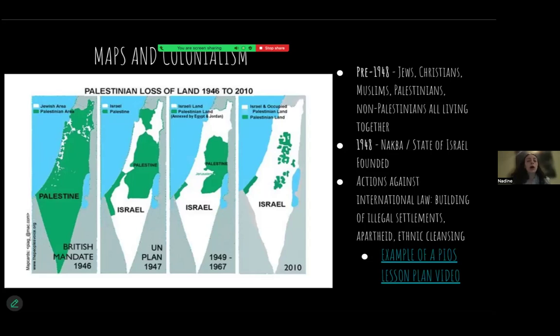And so I want to talk about how before 1948, which is the moment when the state of Israel was created, and as Palestinians, we call that moment the Nakba. Nakba in Arabic means the catastrophe, because it was the moment when a lot of Palestinians were ethnically cleansed and kicked out of their homeland, and many, many fled from Palestine. But before 1948, Jews, Christians, Muslims, Palestinians, non-Palestinians were all living together on this land.